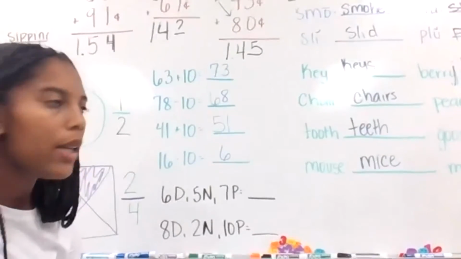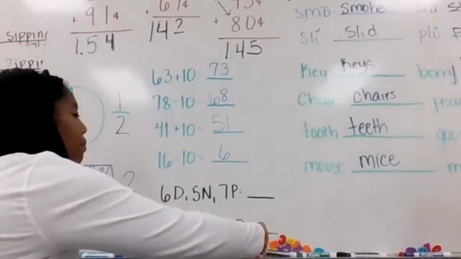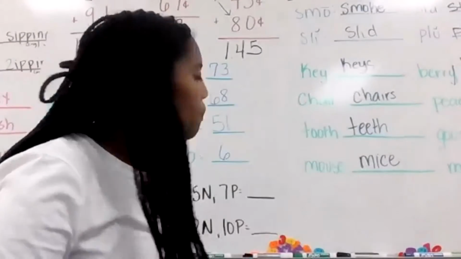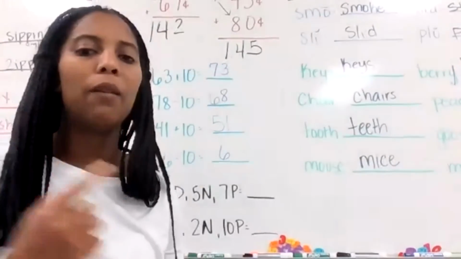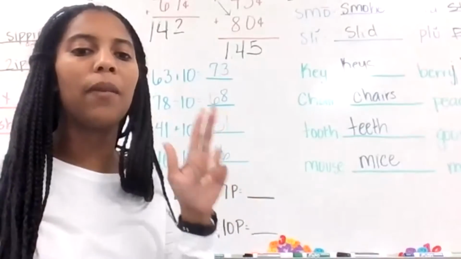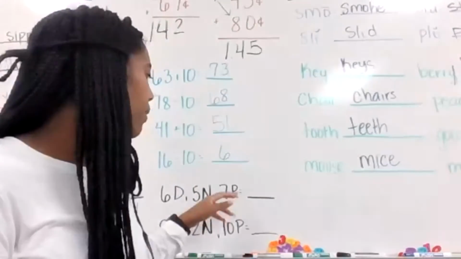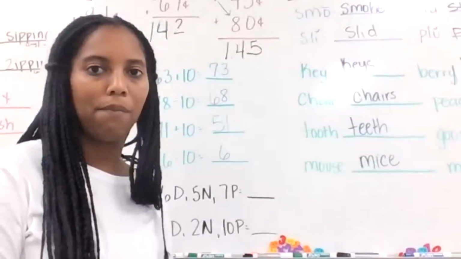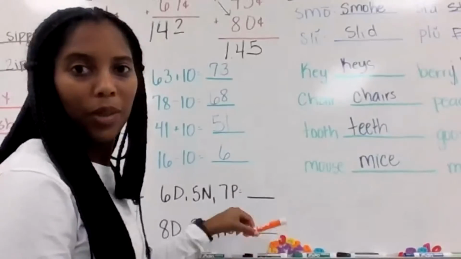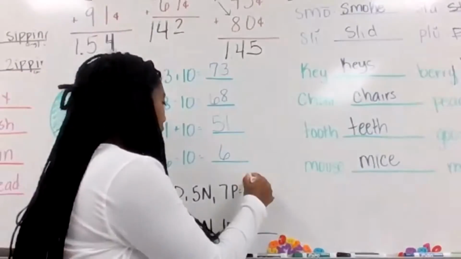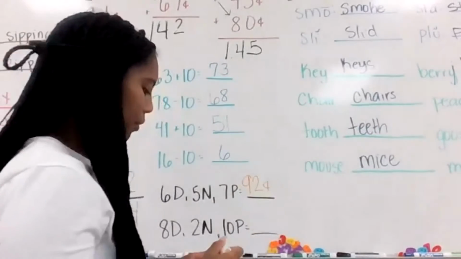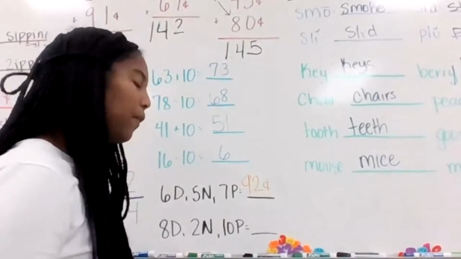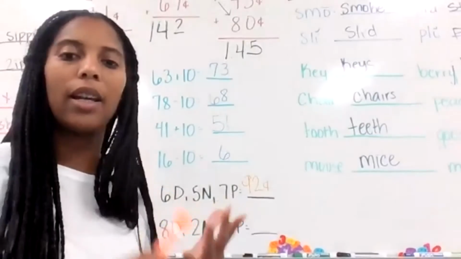Okay. All right. So can I hear answers? 102. 6. 97. Okay. So 6 dimes was 60. Then 5 nickels was 65, 70, 75, 80, 85. And then 85 plus 7 pennies was 92 cents. Some answers were a little off. 60, 65, 70, 75, 80, 85, 86, 87, 88, 89, 90, 91, 92.